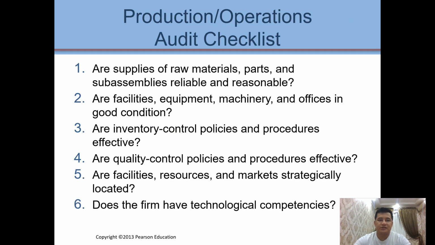So here you can see again the checklist for production and operations. Are our suppliers of raw materials, parts, and subassemblies reliable and reasonable? Are inventory control policy and procedures effective or not? Are quality control policy and procedures effective? Are facilities, resources, and markets strategically located? And does the firm have technological competence? As you can see, this checklist is very important, and you guys have to find the answers for this in the case of production operation in order to have a competitive advantage, of course not temporarily, but a long-term sustained competitive advantage.